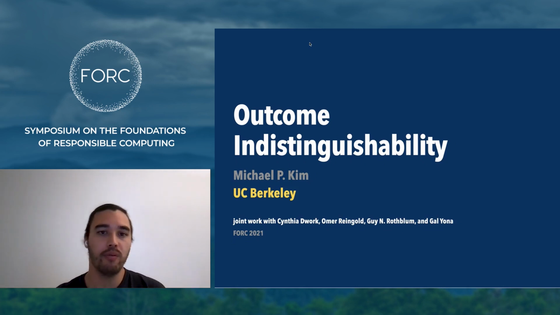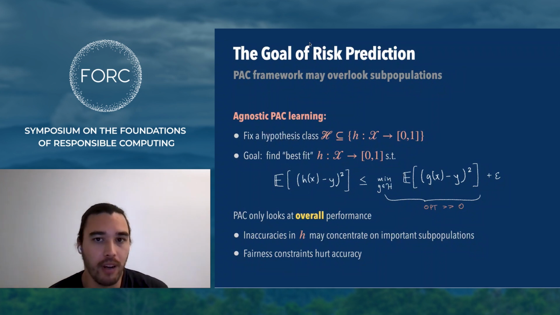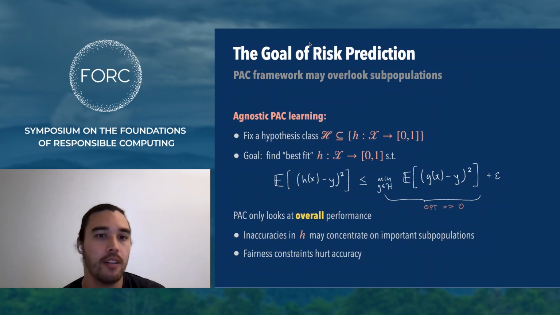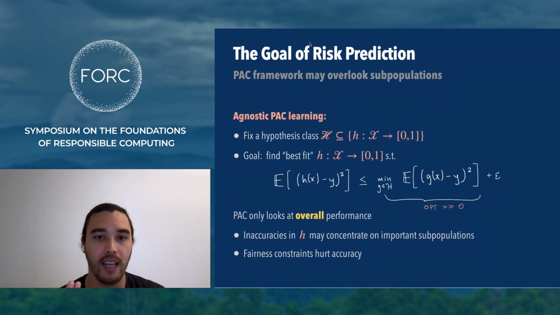In this work, we revisit the underlying goals of individual risk prediction. Typically, the goal of individual risk prediction is framed as finding a best fit hypothesis. For instance, in the agnostic PAC model, the goal is formalized by first fixing a hypothesis class, then learning a hypothesis h that achieves loss, in this case squared loss, that competes with the best hypothesis in the class.